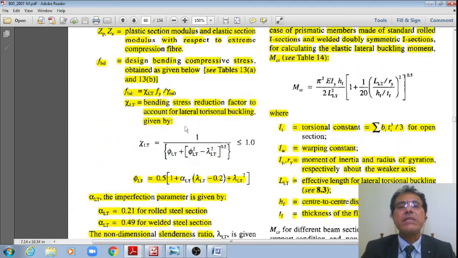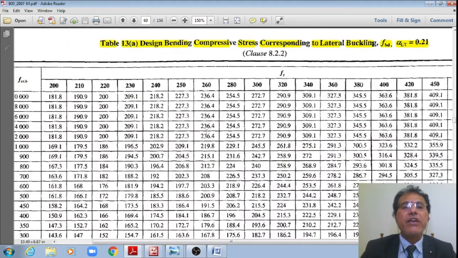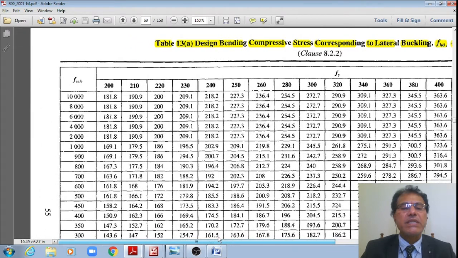Now, before I see this, let me also see what this FBD is, student, right? The code says that FBD is the design bending compressive stress obtained as given by this formula, chi LT fy divided by gamma m0. However, alternatively, these tables 13a and 13b will also give FBD. Let us see this FBD table, right? 13a, design bending compressive stress corresponding to lateral buckling, FBD, with alpha LT equal to 0.21, right? For rolled steel sections, right?